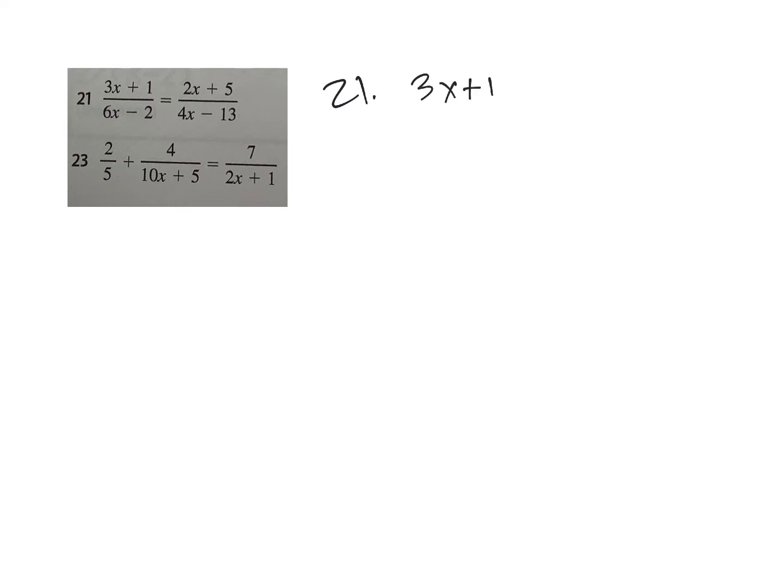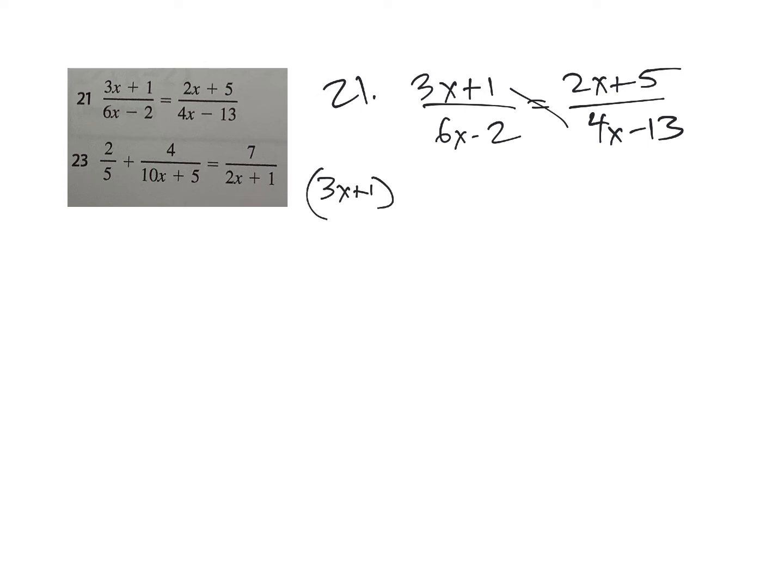3x plus 1 over 6x minus 2 equals 2x plus 5 over 4x minus 13. Okay, so here there's two fractions. We cross multiply. So 3x plus 1 times 4x minus 13. And then the other side, 6x minus 2 times 2x plus 5.